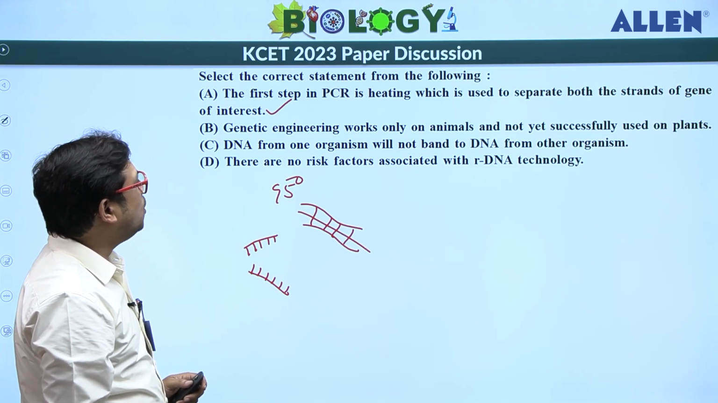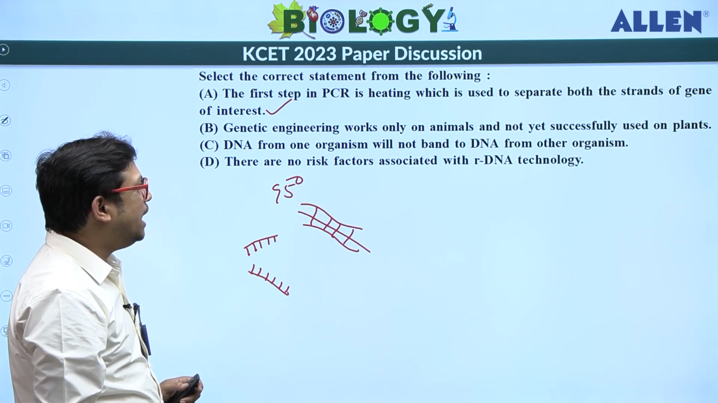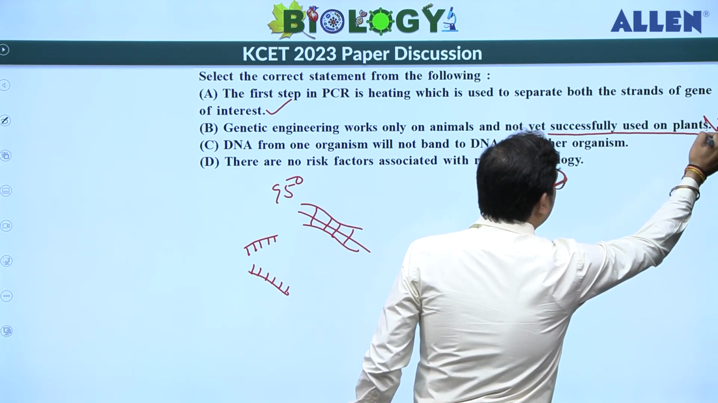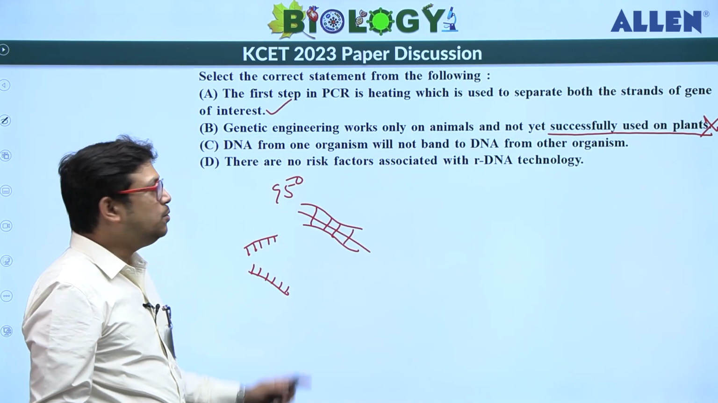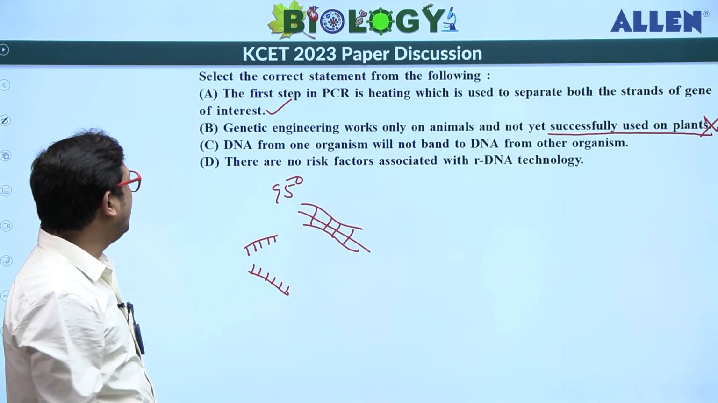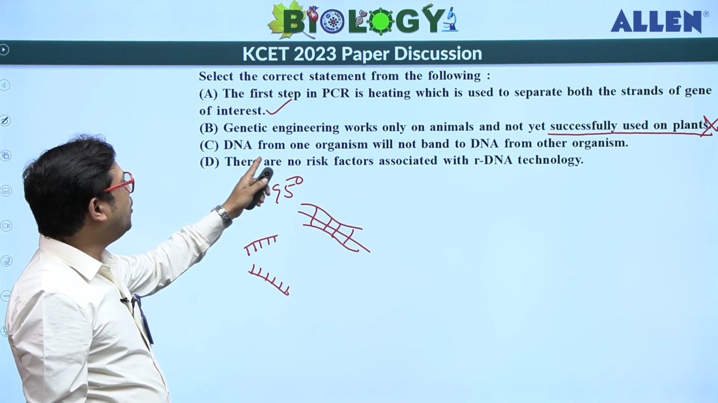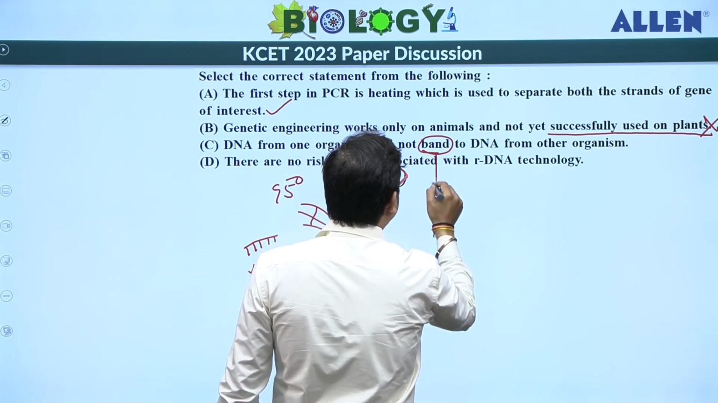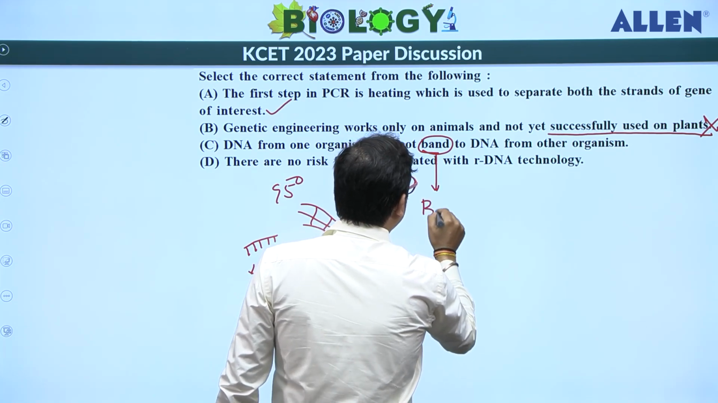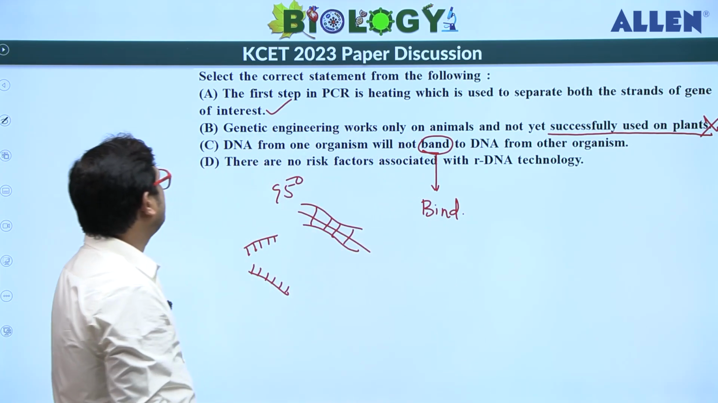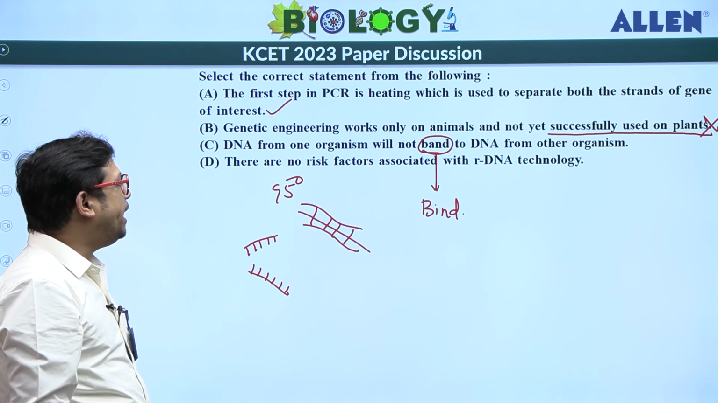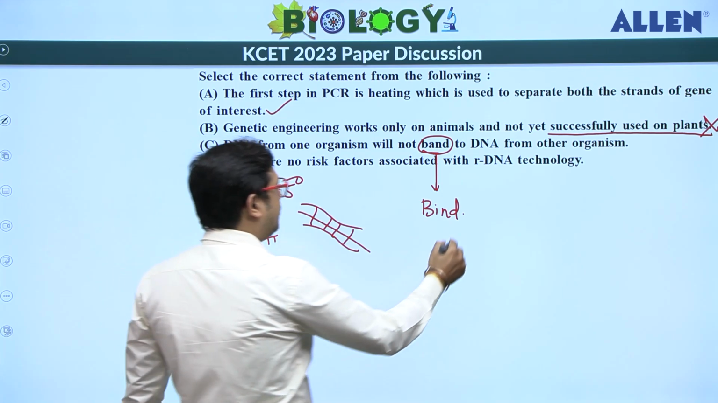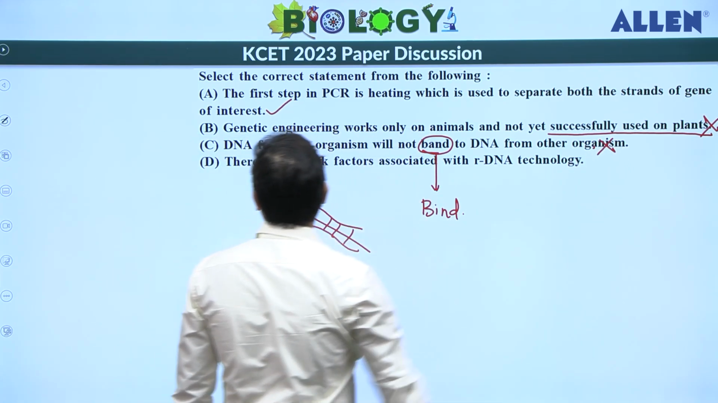Genetic engineering works only on animals and not yet successfully used in plants. No, there are many examples where we successfully use recombinant DNA technology or genetic engineering in plants. DNA from one organism will not, it is actually a printing error in your CET paper, it should read as bind. So DNA from one organism will not bind to the DNA from another organism. No, it will bind. So this statement is also wrong.